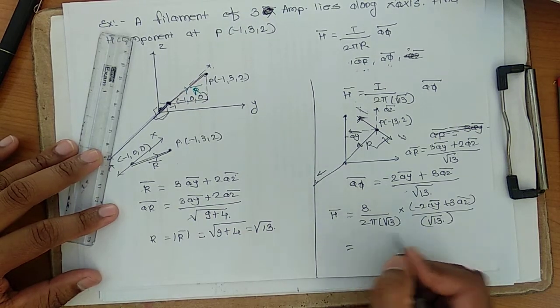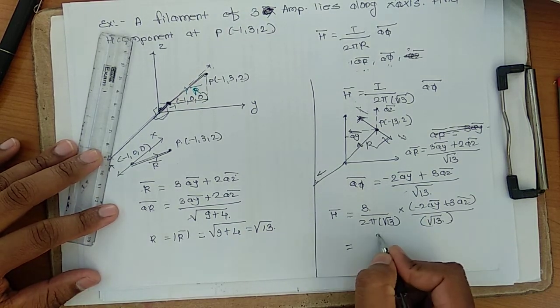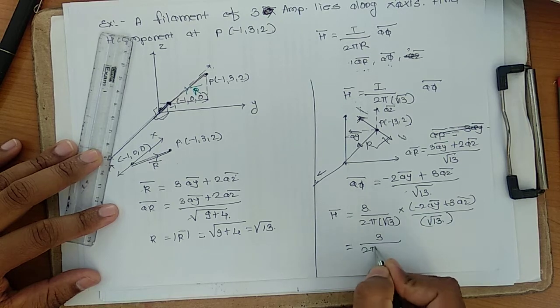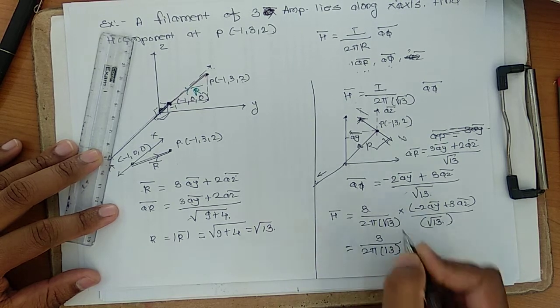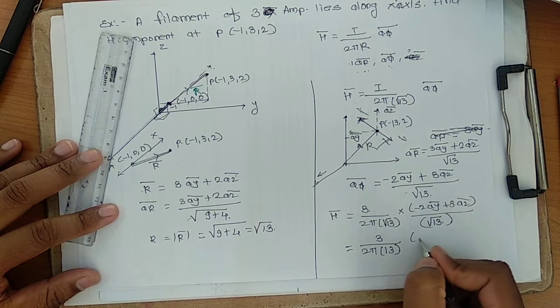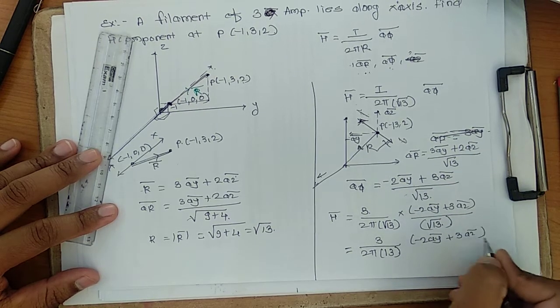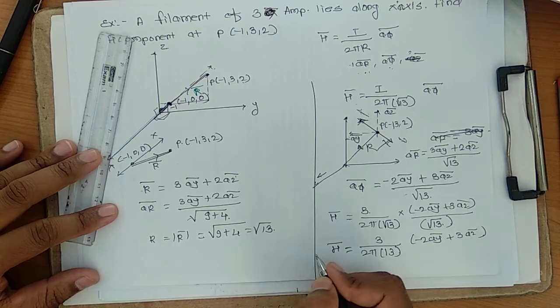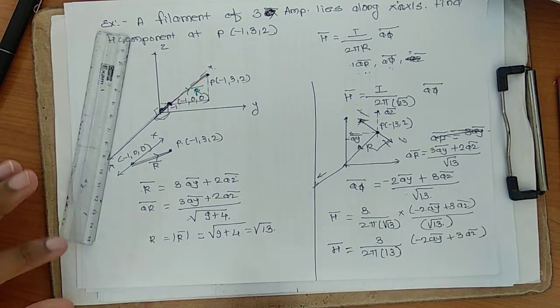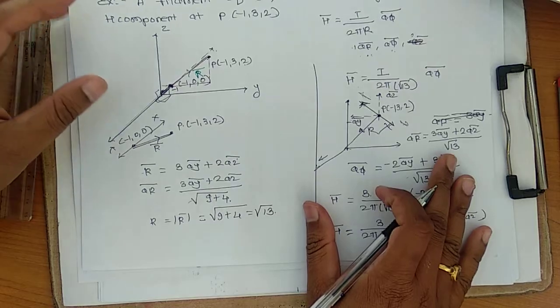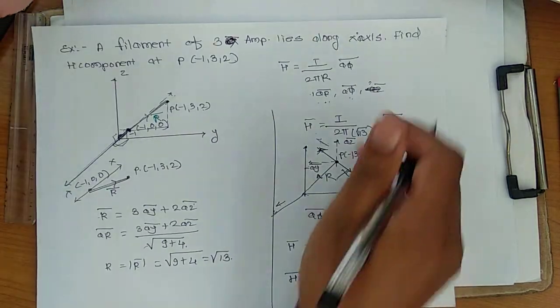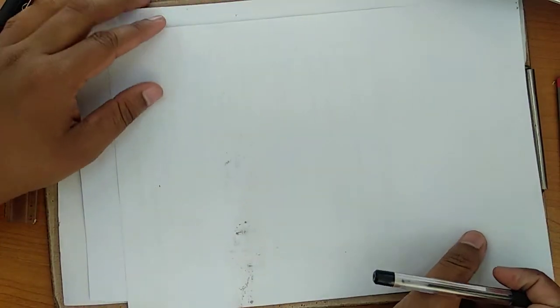Now if you want to simplify this, the root 13 terms are going to be cancelled, and you get minus 2 AY bar plus 3 AZ bar, and this is H bar. So that is the way you have to solve the questions for the H bar. I am giving one more question for your homework. I hope you understand how to calculate it. You have to calculate for the next one.